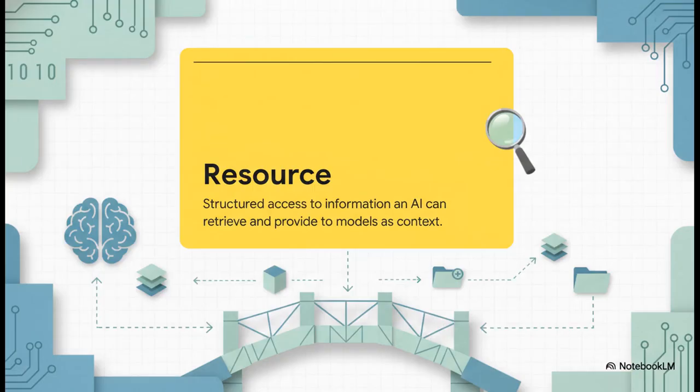So, if we want to get a little more formal, here's the deal. Resources are basically the bridge connecting your AI to all its data. They give it structured, predictable access to information, which the application can then grab and feed to the language model as context. This is what makes the model's answers so much sharper and more relevant to you personally.